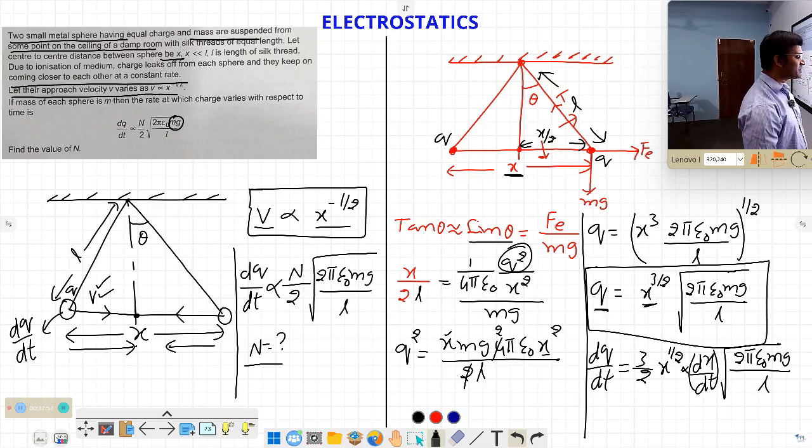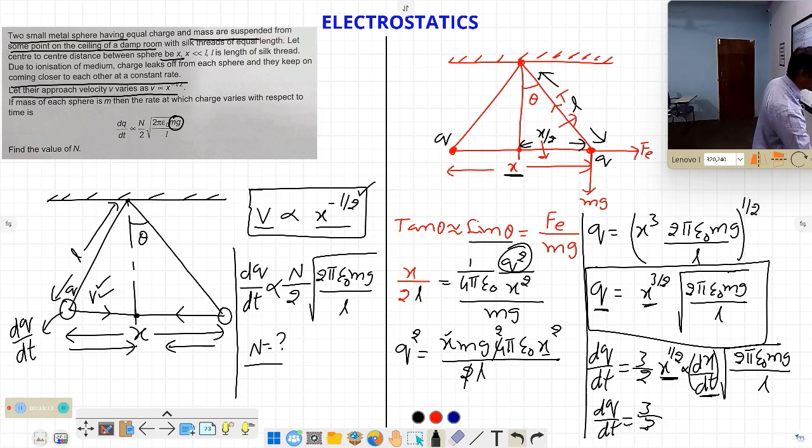Rate of change of displacement, nothing but velocity. Now what is the velocity relation given in the question? That is x power minus 1 by 2. Here already we have a plus 1 by 2. dx by dt is x power minus 1 by 2. Both will get cancelled. After getting cancelled, what is the relation you are going to get? dq by dt is equal to nothing but 3 by 2 times the remaining relation, that is under root of 2 pi epsilon naught mg by L unit.